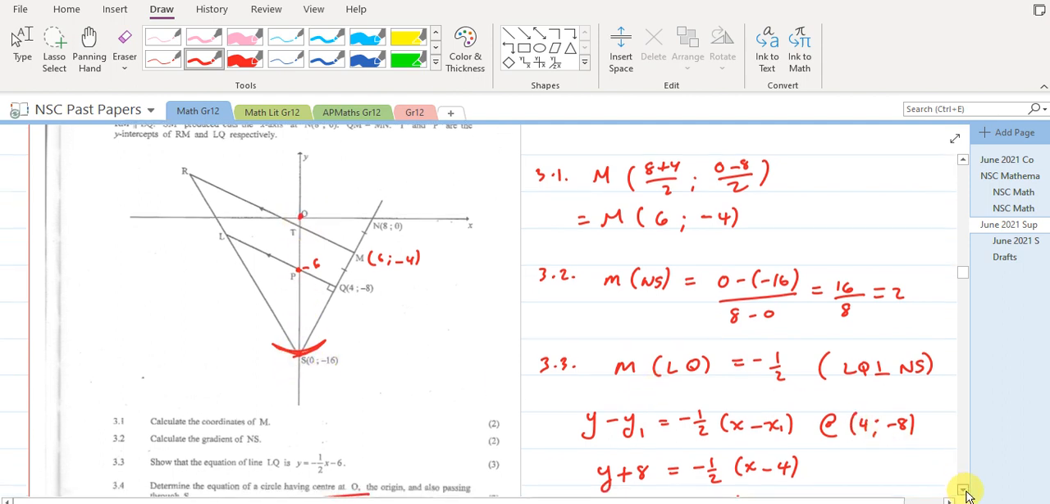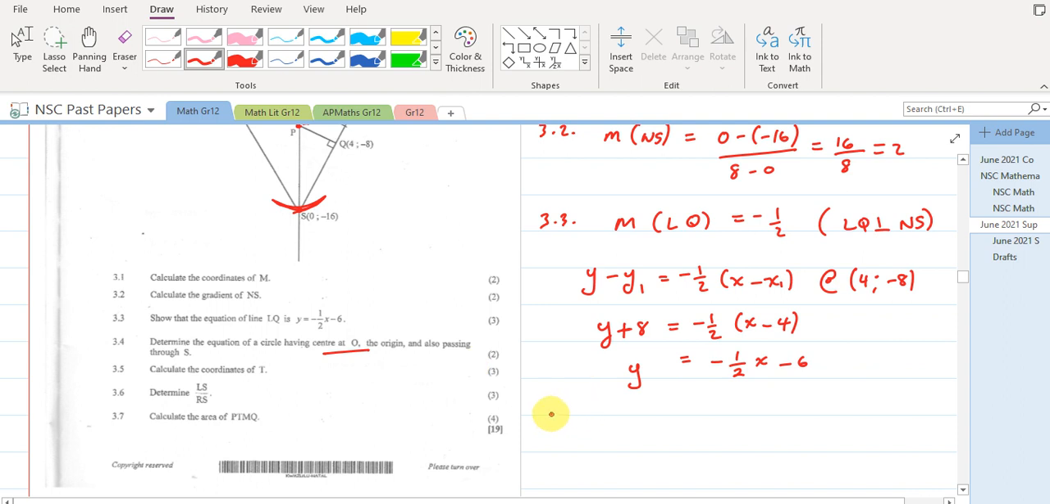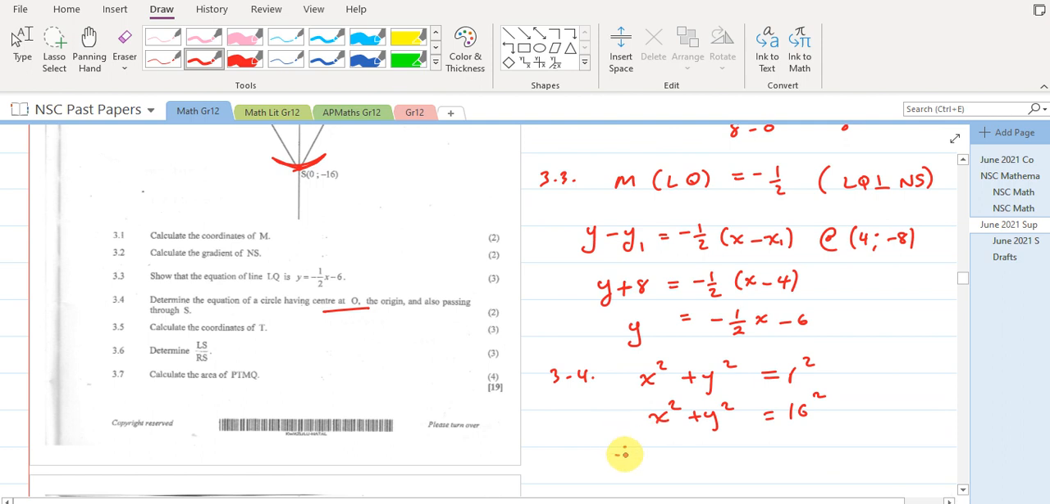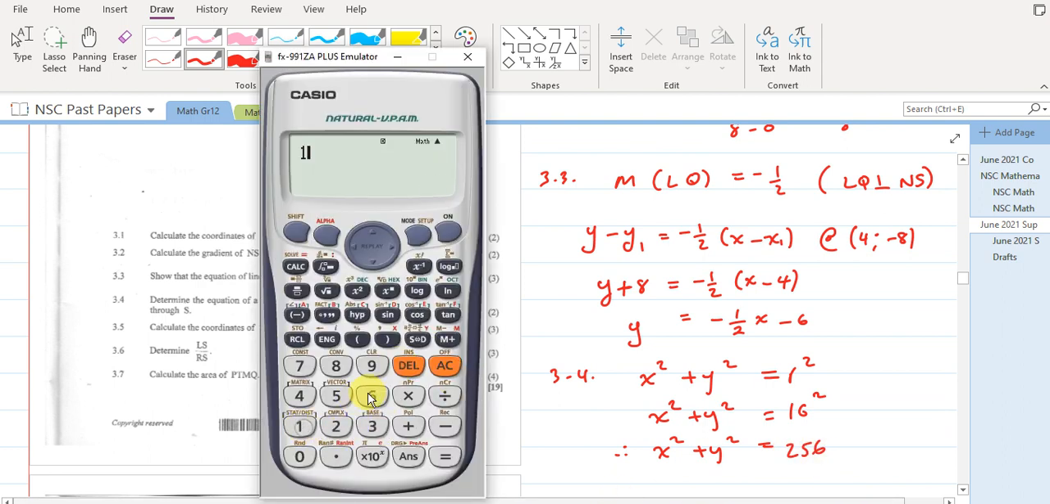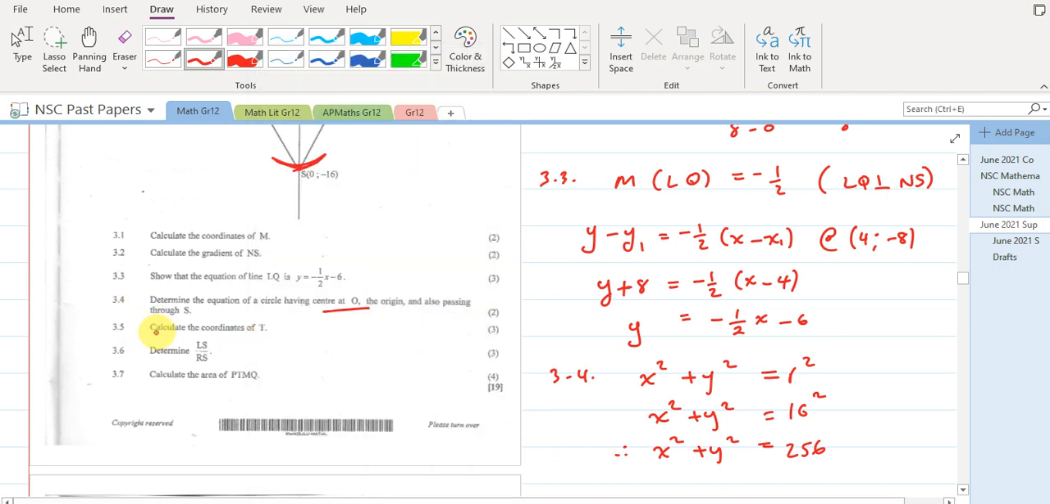So the radius is equal to 16, right? So 3.4: x squared plus y squared is equal to r squared. In other words, x minus 0 all squared plus y minus 0 all squared is equal to r squared, and r was 16. So x squared plus y squared is equal to 16 squared, which is 256. If you work out what is 16 squared, we should get 256, correct. Let's look at the next one.